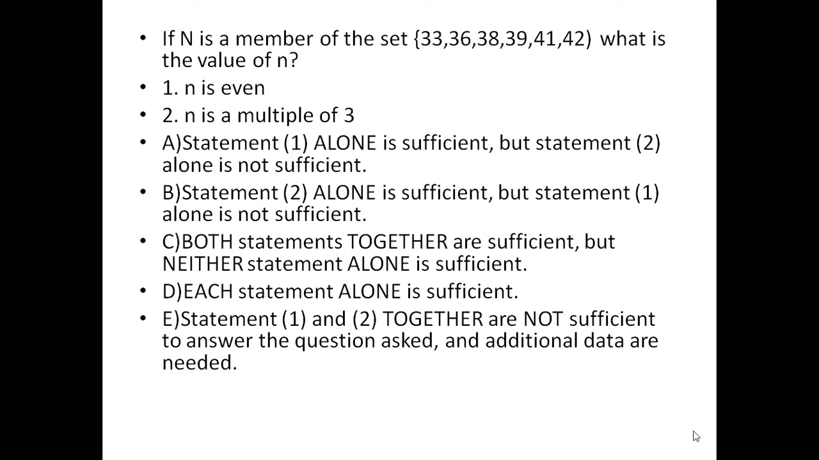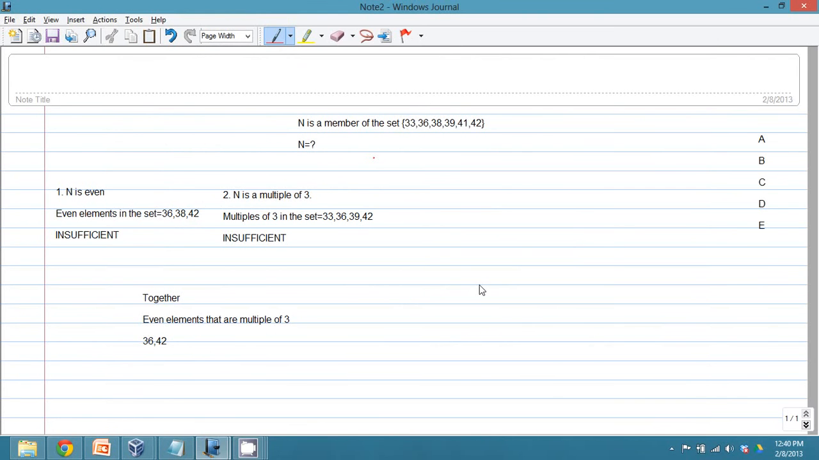So this one just says that n is a member of the set, and the set has around 6 elements. It asks for the value of n. There is no further information given. The first piece of information is that n is even, and the second one says n is a multiple of 3. So let's try solving this. This is what the question said: n is a member of this particular set, and the set consists of these 6 elements.